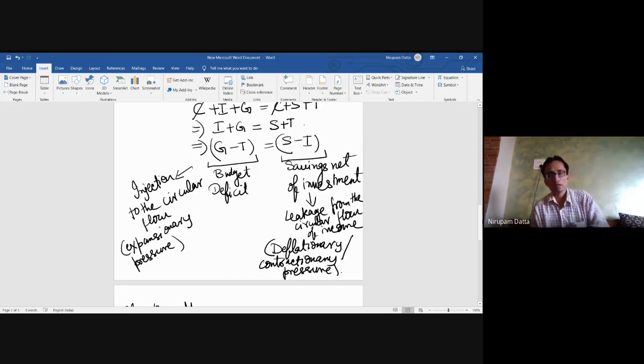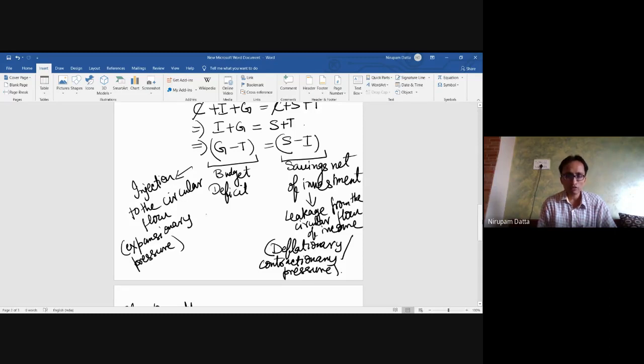So when does the government budget show a deficit? Government budget shows a deficit only when its expenditure, that is the G component, is greater than the net taxes component. And how does the budget affect the circular flow of income? When there is excess of government expenditure, this needs to be balanced by the leakage in the economy. What is the leakage in the economy? Leakage is nothing but savings, but there is also an investment component.